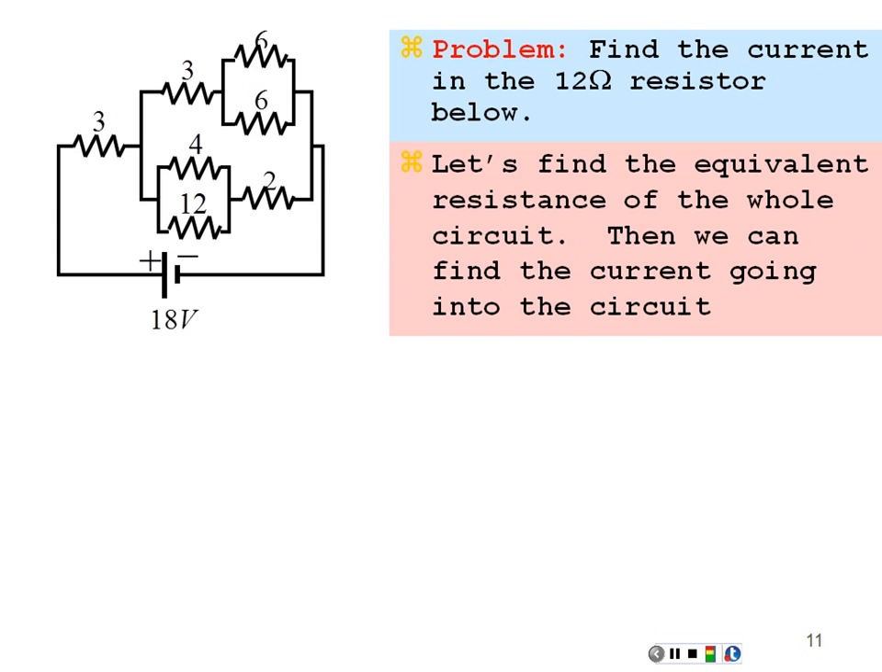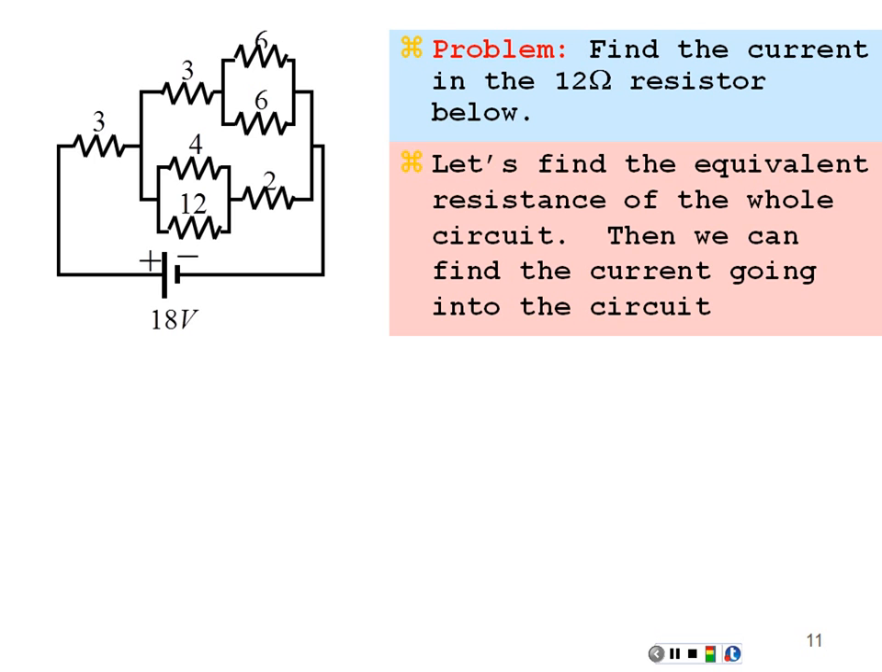So first thing we're going to do is find the equivalent resistance of this network. To do that, we might notice that none of these resistors are in particular in series with any other resistor. So we're going to have to start with our parallel combinations, and we have a 6 in parallel with the 6 and a 4 in parallel with the 12. Since there's only 2 of them, we can use that product over the sum formula.